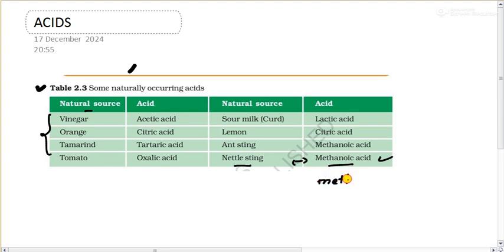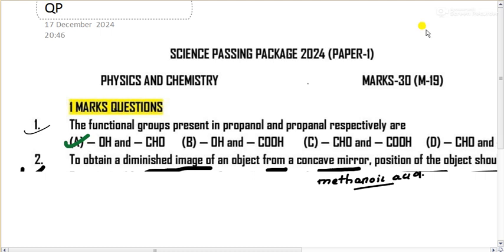If they ask you about lemon, it will be citric acid, vinegar is acetic acid, orange is citric acid. Try to learn this properly. This has been asked many times, that is nettle leaves or ant sting. Both of them have methanoic acid. So this is a 1 mark question. I hope you have understood this. Okay.